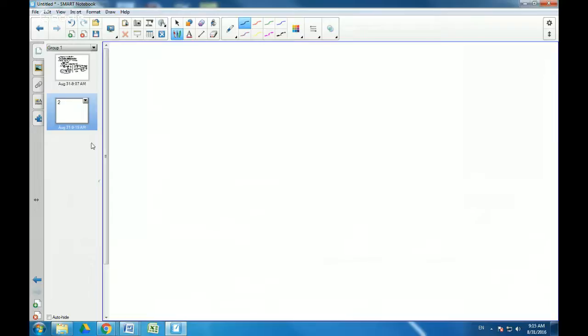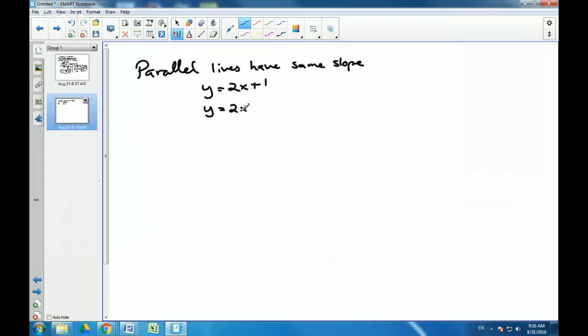Parallel lines have the same slope, right? That would be something like this. Parallel. Also be aware.